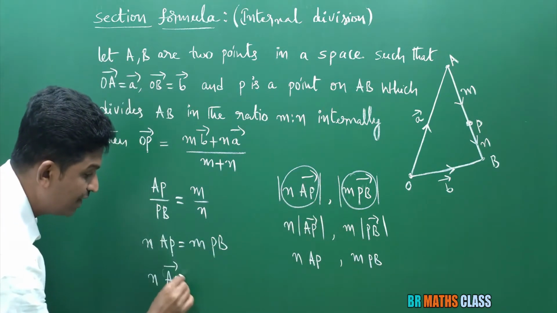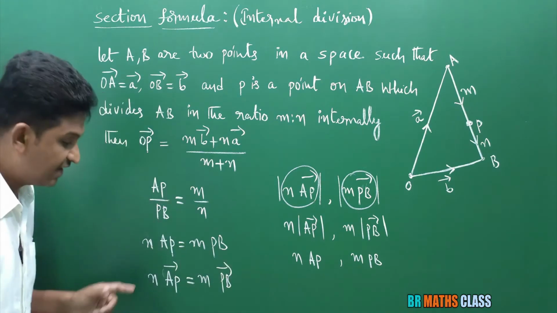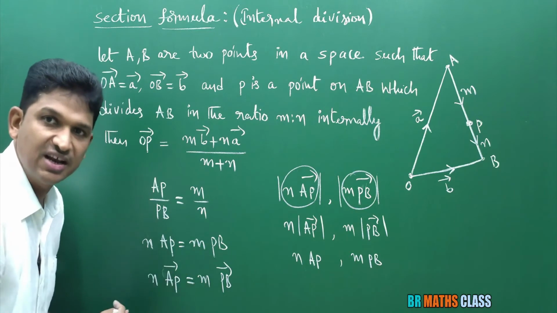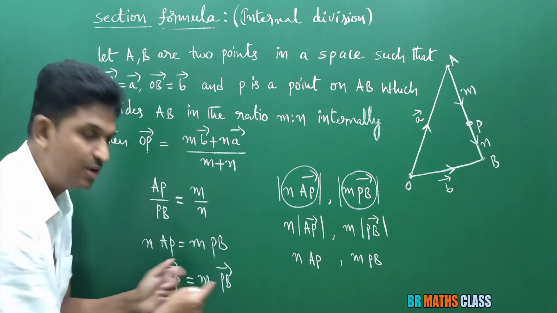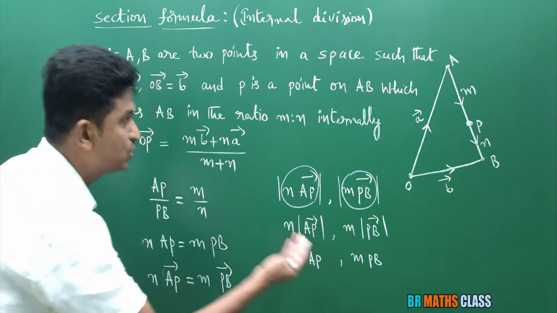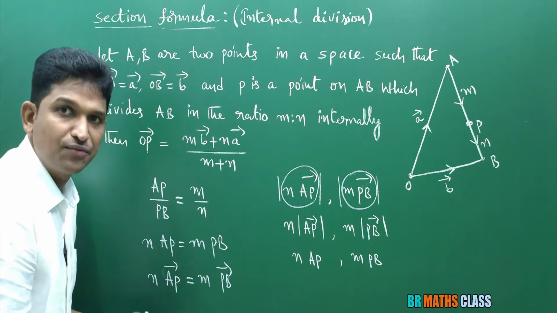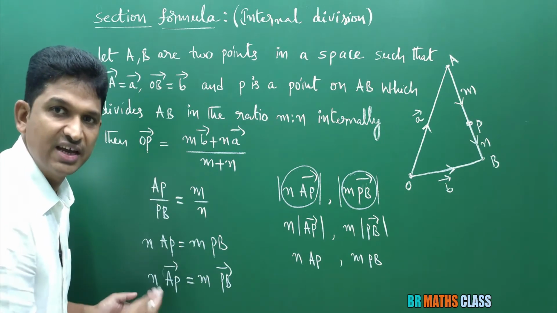n into AP bar equals m into PB bar. I came to know that this vector and this vector are equal. Why? AP bar and PB bar are in the same direction, and when I calculate their magnitudes as per the given information, their magnitudes are equal. As these two vectors have the same magnitude and the same direction, I can write equal here.